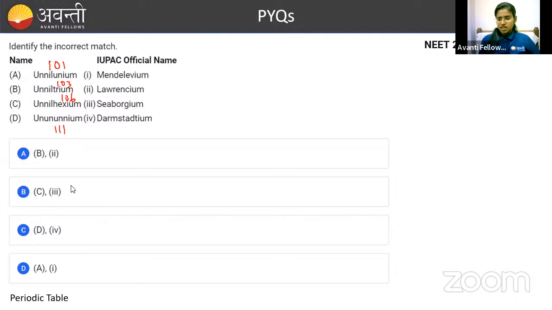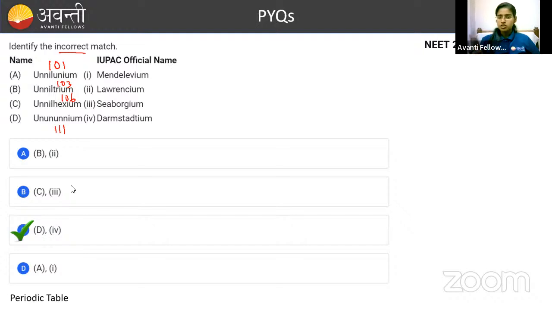Option D is the correct answer. Here we are asked to find out the incorrect match, right? We have to find out the incorrect match. Option C is the correct answer. The incorrect match is option C. Very few schools have given option C as the correct answer. So ununnilium, which is given as Darmstadtium, is the incorrect IUPAC official name. Now I'll give you the reason why it is an incorrect match.